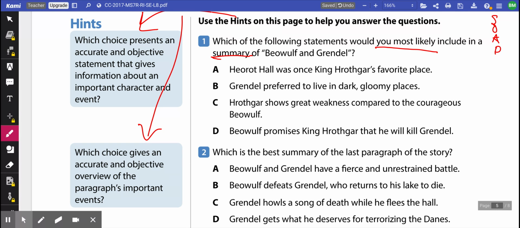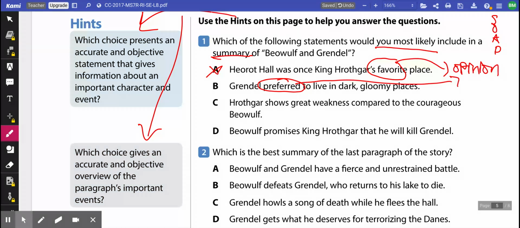So, A says Heorot Hall was once King Hrothgar's favorite place. Well, that word favorite, that's a bit of an opinion. It doesn't actually tell us in the text that it's his favorite place. I'm going to cross out A. B says Grendel preferred to live in dark, gloomy places. The text tells me he lives in one. It doesn't actually have the word preferred. So that is also an opinion. So I'm going to cross that one out.